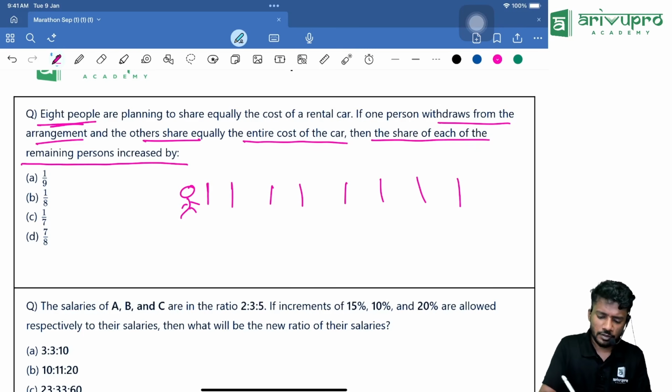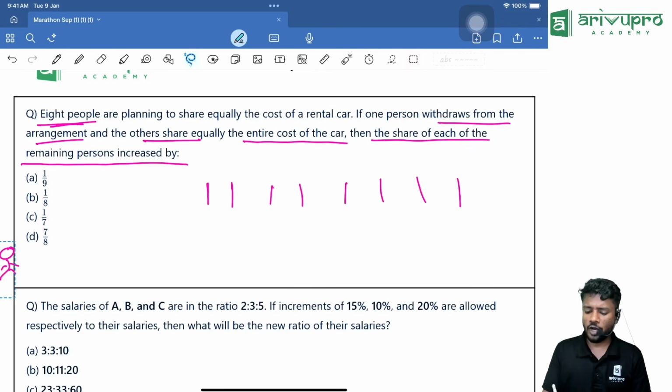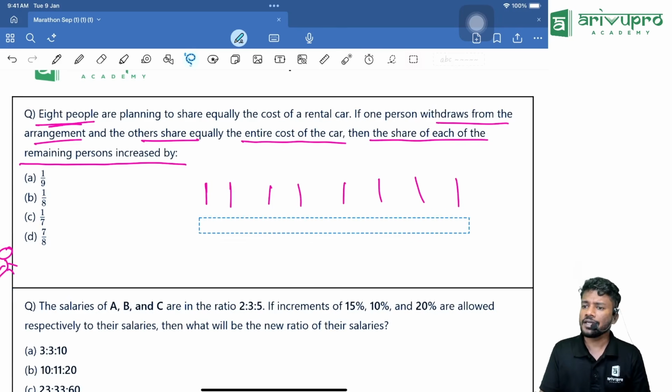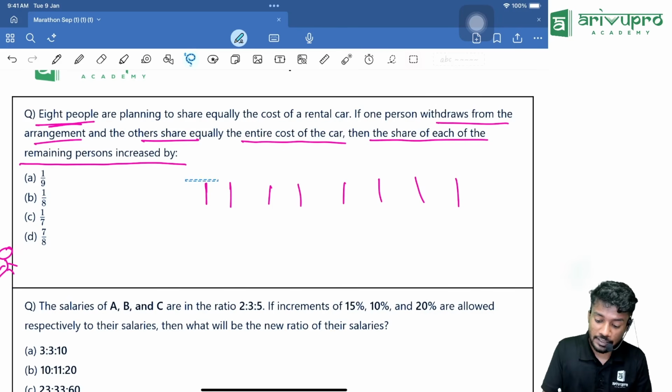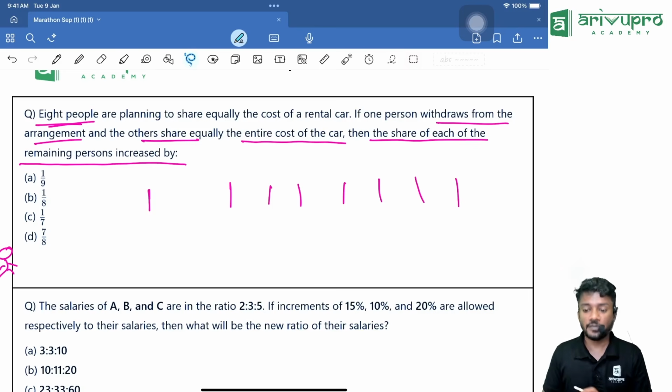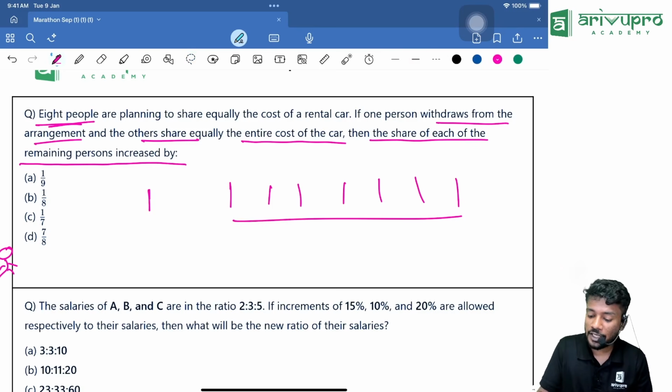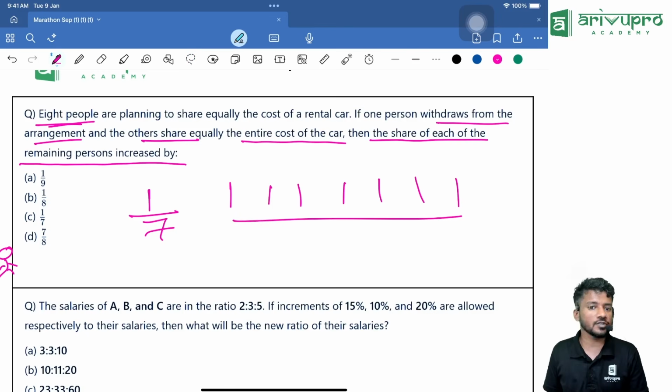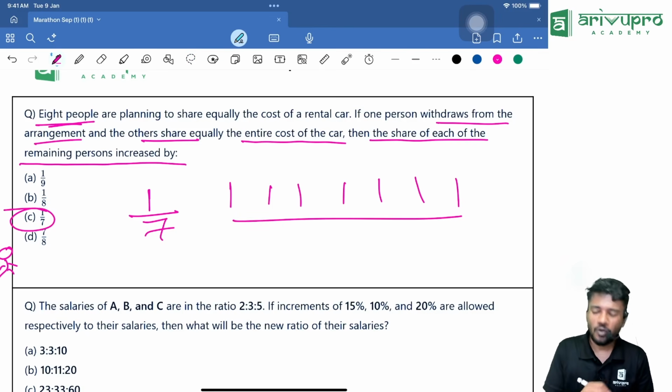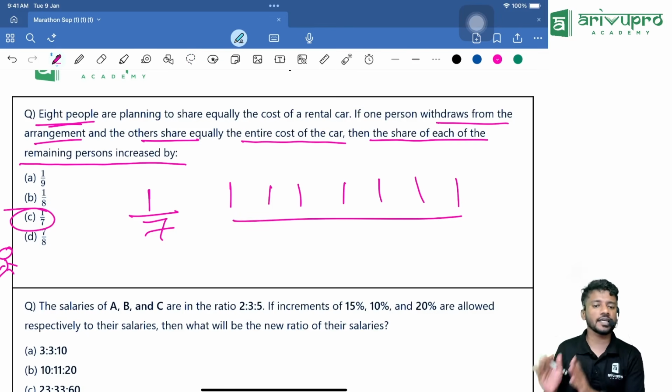Then what happened? One person left. This person left. Now how many shares are there in total? 8 shares are there and this person's share is remaining. Now, how many people are remaining to share this one share? 7 people are remaining to share this one share. So, what is the answer? 1 by 7.